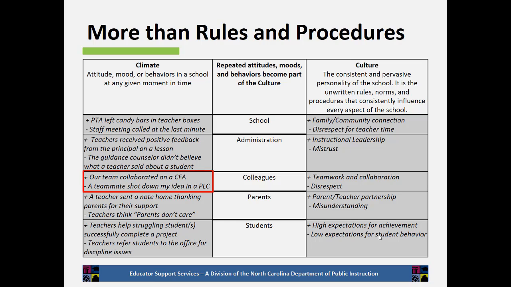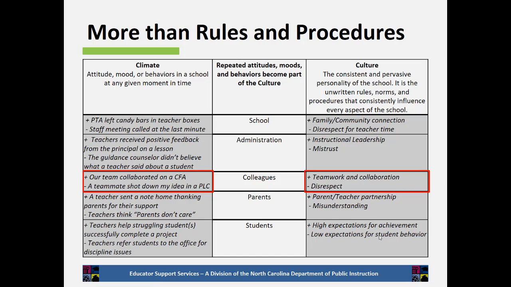I want to take a minute to focus on the colleagues here. So maybe they're having a PLC and they've collaborated together to create a CFA, a common formative assessment. Maybe that doesn't happen all the time, and they walk away feeling very excited about that. Wow, our team is working together. This is great. Well, if that continues to happen over and over again, it can actually lead towards a positive culture of teamwork and collaboration within the school.